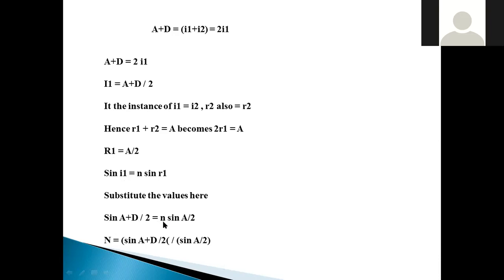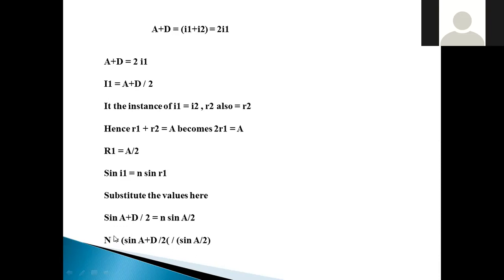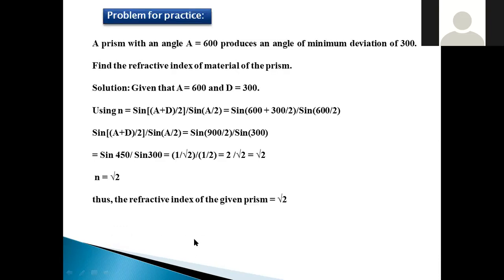Now let us find out N. N is equal to sine (A plus D) by 2 divided by sine A by 2, right? So this N only we are getting. This is called the equation of refractive index. So this is called the equation for refractive index.